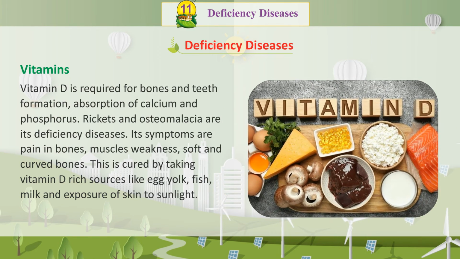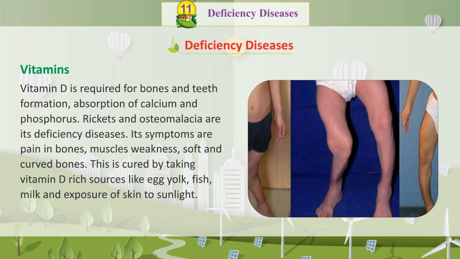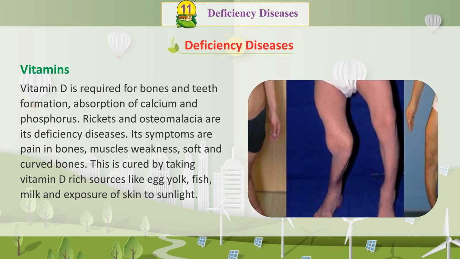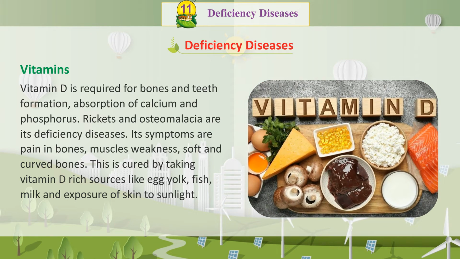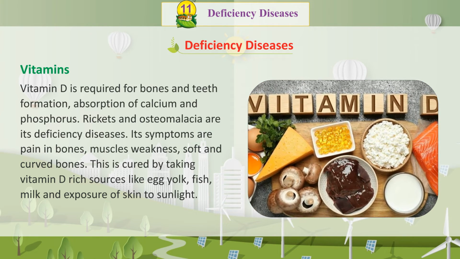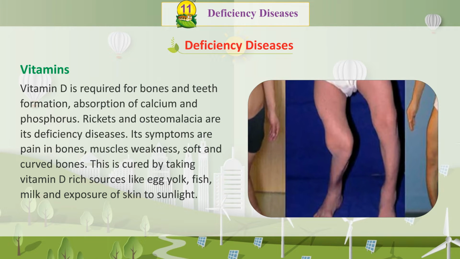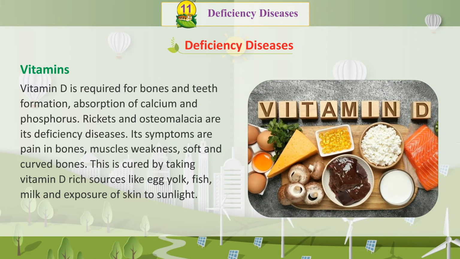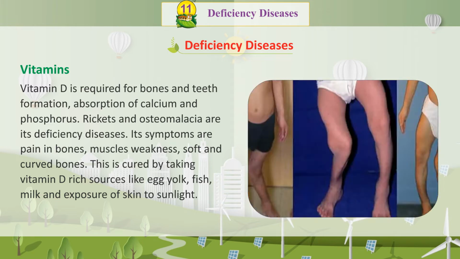Vitamin D is required for bones and teeth formation, absorption of calcium and phosphorus. Rickets and osteomalacia are its deficiency diseases. Its symptoms are pain in bones, muscle weakness, soft and curved bones. This is cured by taking vitamin D-rich sources like egg yolk, fish, milk, and exposure of skin to sunlight.